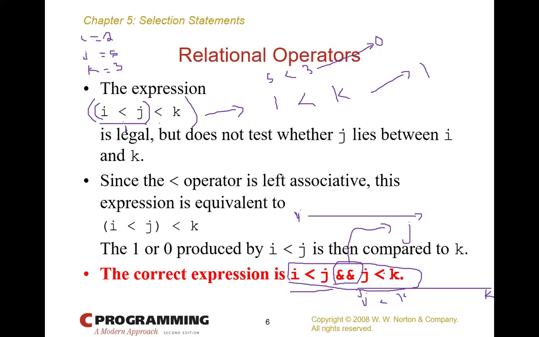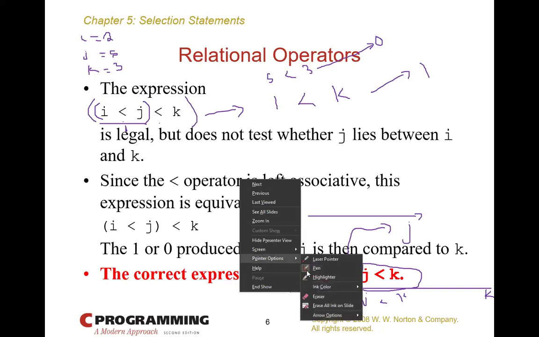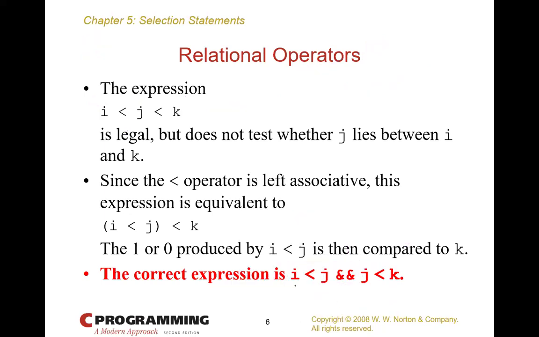This is called logical and. If I read this expression to you again, you will understand why it is called logical and. This is i less than j and j less than k. This is the meaning of this expression. So it's i less than j and j less than k.